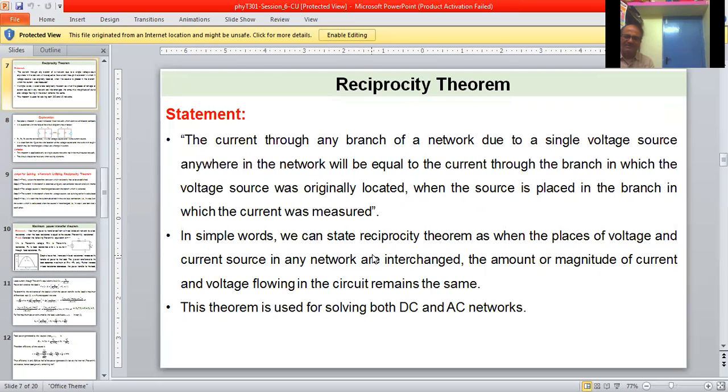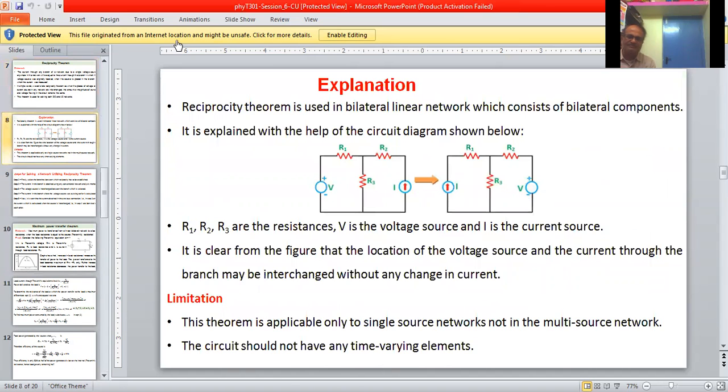In simple words, you can state the reciprocity theorem as: when the places of the voltage source and the current, it is not a current source actually, it is the value of current where it is measured, where there will be no source in the network, are interchanged, the amount or magnitude of current and voltage in the circuit is not going to change. And this theorem is used for solving both DC and AC networks.